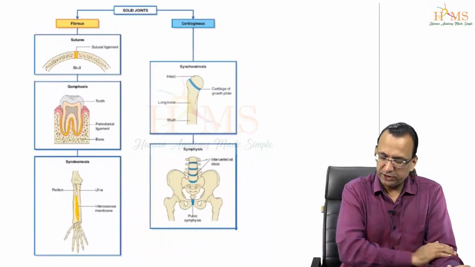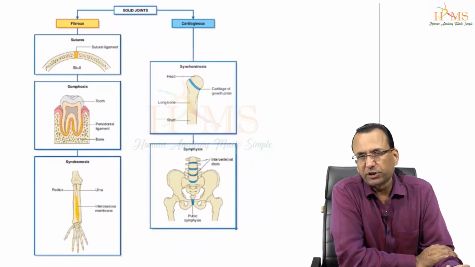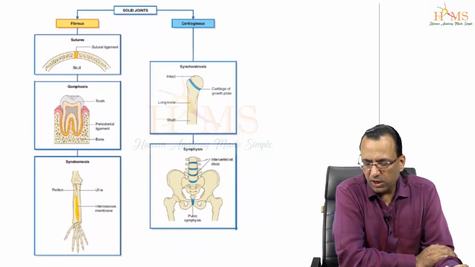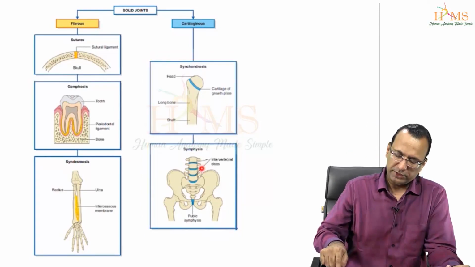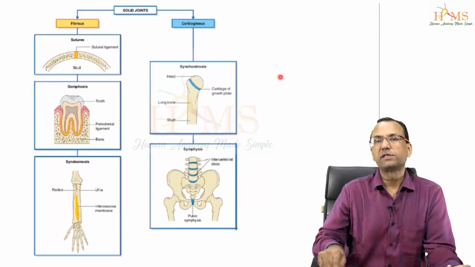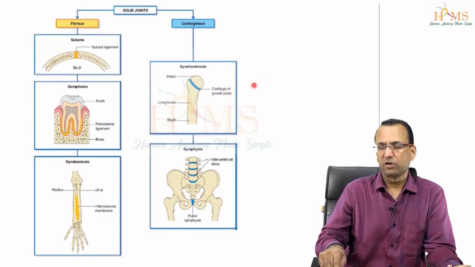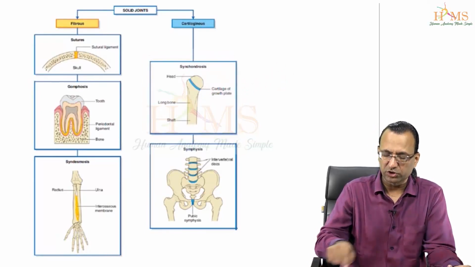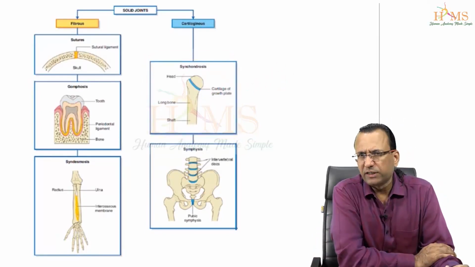And what about the cartilaginous variety? There are two types which we discussed, primary and secondary. Now, if you say cartilaginous, two types, primary and secondary, what about the primary? Primary is also called synchondrosis, if you remember. Chondro means cartilage, synchondrosis. Can you give an example of synchondrosis?